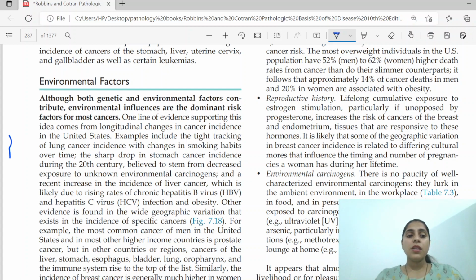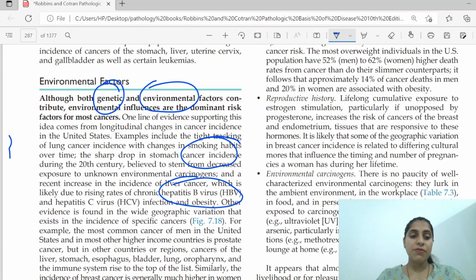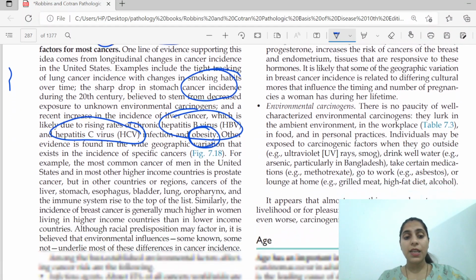So now we come to environmental factors. Although both genetic and environmental factors contribute, the environmental influences are the dominant factors in most cancers. These will include habits like smoking. Then it will include environmental infections like hepatitis B infection, hepatitis C infection, and obesity. Tumors have also been linked to obesity.